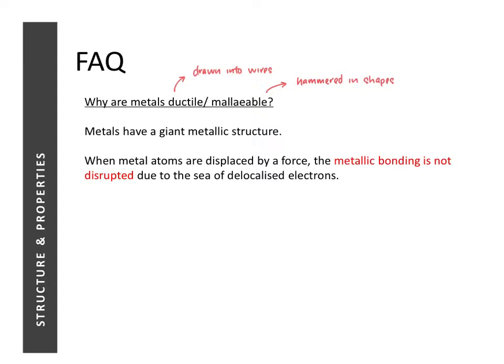So why are metals malleable and ductile? It is because of the visualization of the delocalized electrons as glue. When you apply a force and your metal atoms or metal cations are displaced, the glue is still surrounding them, causing the structure to stay together. So how do we explain that? We say that the metallic bonding is not disrupted.